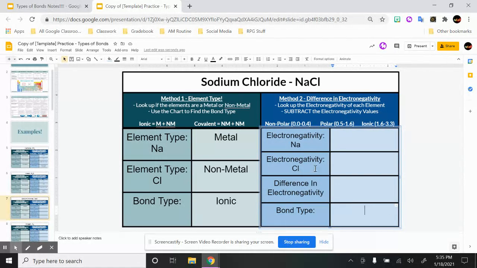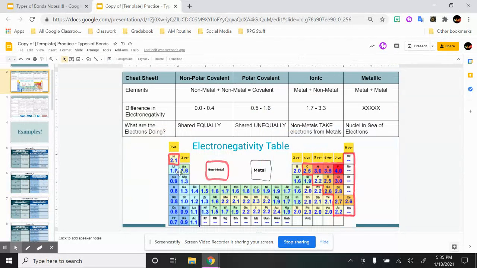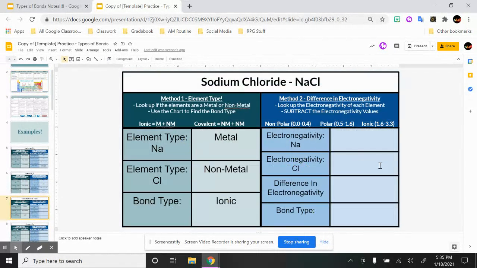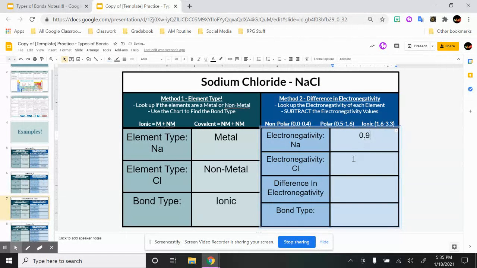So now let's look up the electronegativities. Na is 0.9, Cl is 3.0. I'm going to subtract big minus small: 3.0 minus 0.9, and I have a difference in electronegativity of 2.1. So this falls in between 1.7, that's a typo, 1.7 and 3.3, so this is going to be ionic. This one had a really big difference in electronegativity, so it's an ionic bond.